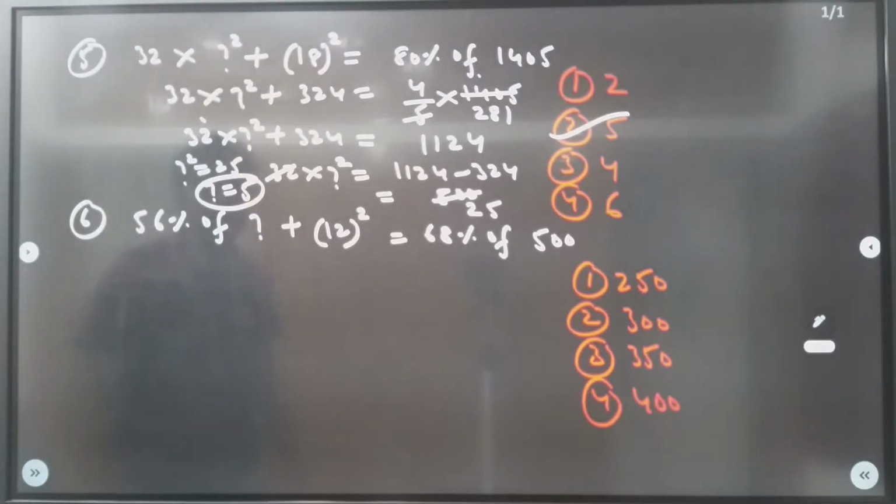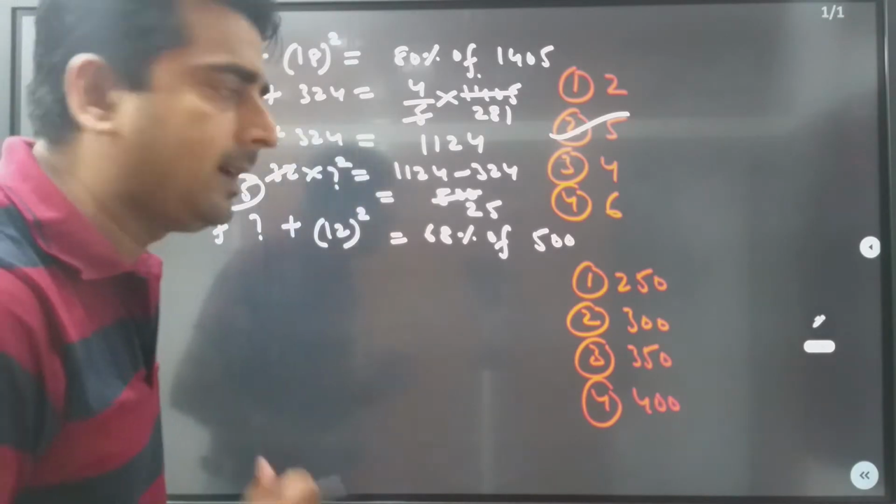Next one, 56% of question mark plus 12 square is equal to 68% of 500.